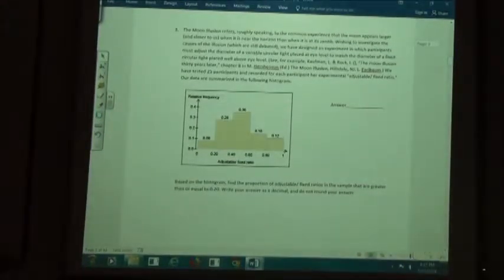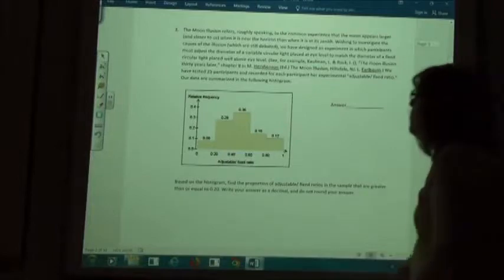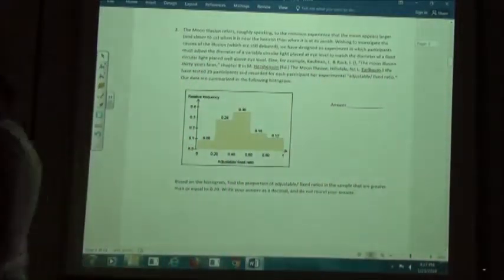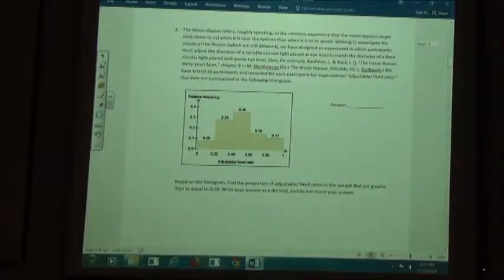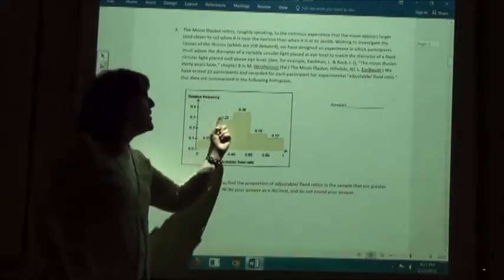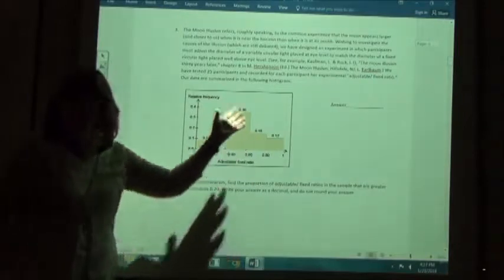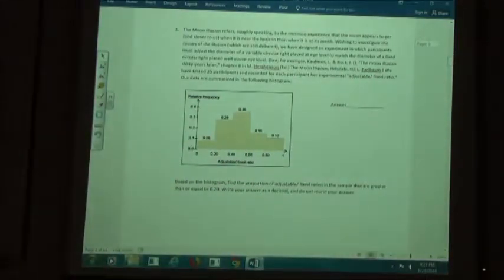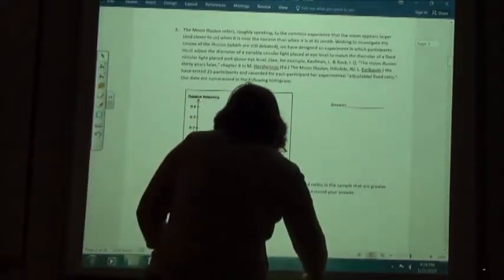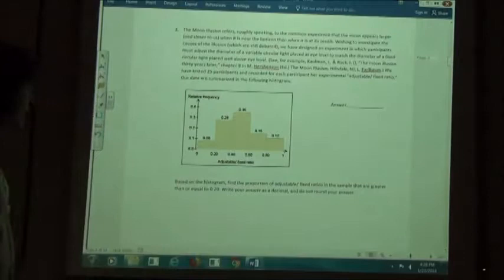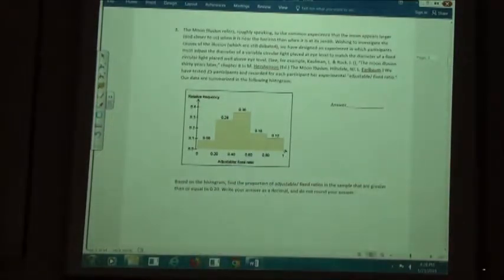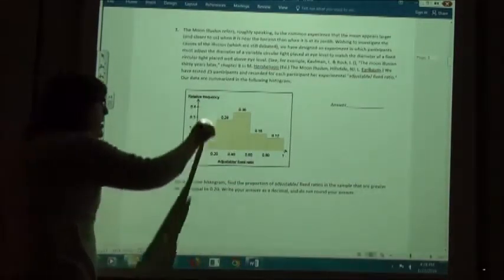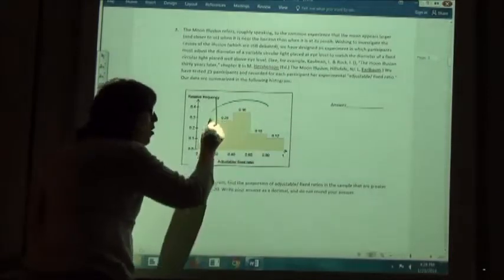So number 3. Number 3, we still have our moon illusion problem. They just wrote the table a little bit differently. This time, notice they wrote the percentages above them instead of the total number. So instead of having to find the percent, all we're really going to end up doing is adding. We want to find the proportion of ratios in the sample that are greater than or equal to 2.2. So in other words, I want all of these.